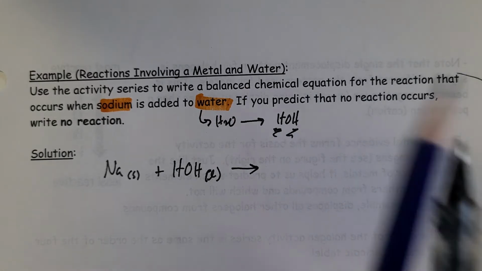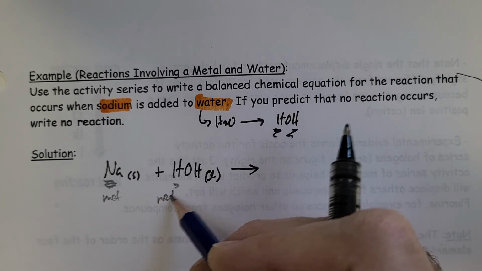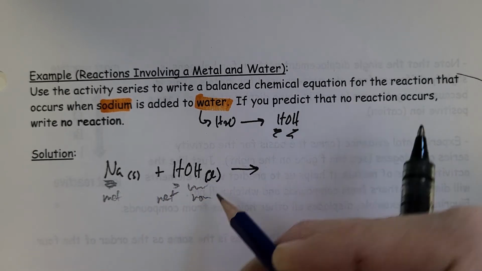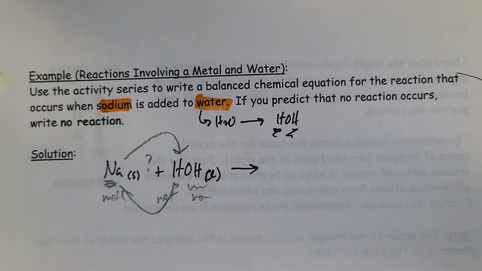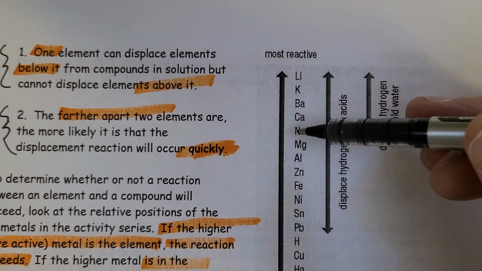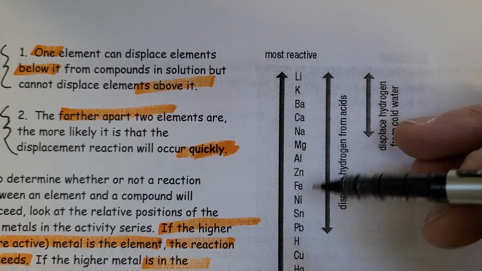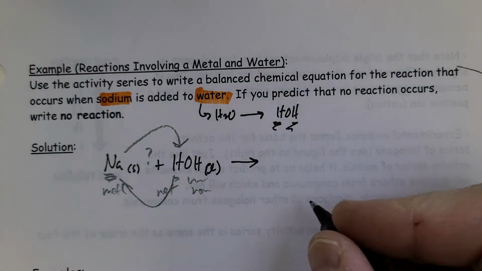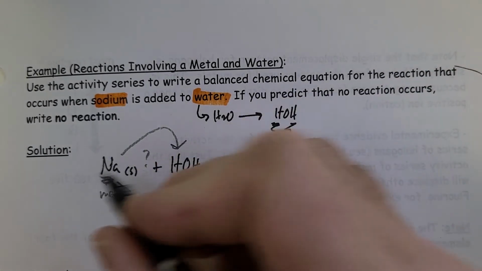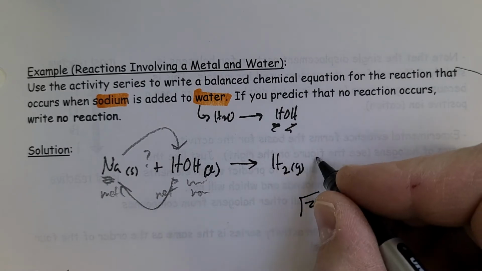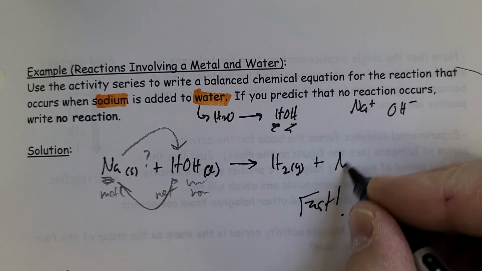So let's see here. We have our metal here. We have our hydrogen, which is acting like a metal. And then we have our non-metal. So is sodium active enough to replace H? Is sodium above H? There's Na and H is down there. So look at that. Not as violent as the other reaction, but still, it'll be a fairly fast reaction. So sodium kicks out hydrogen. Hydrogen's a diatomic element. And then sodium and the hydroxide, 1-to-1.